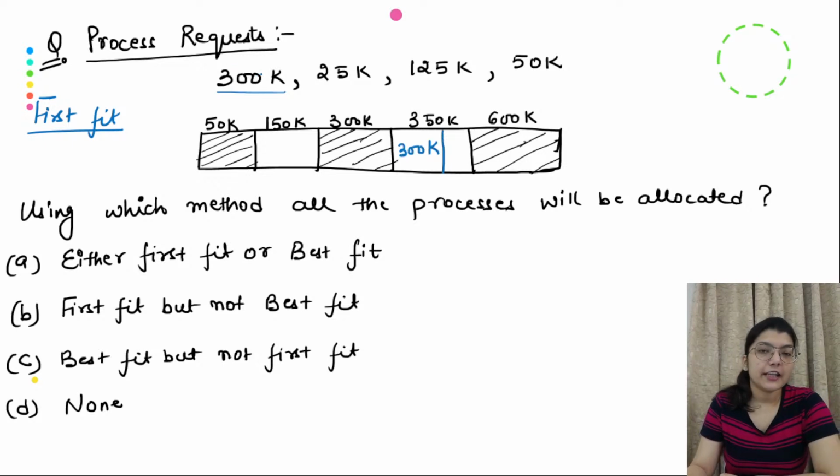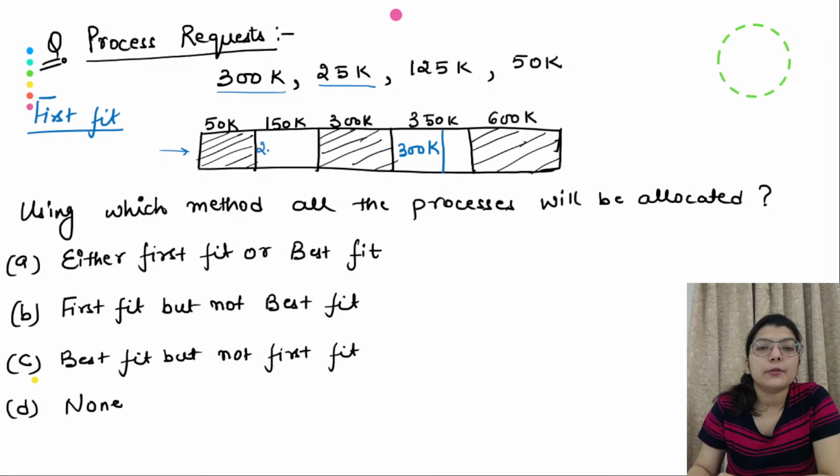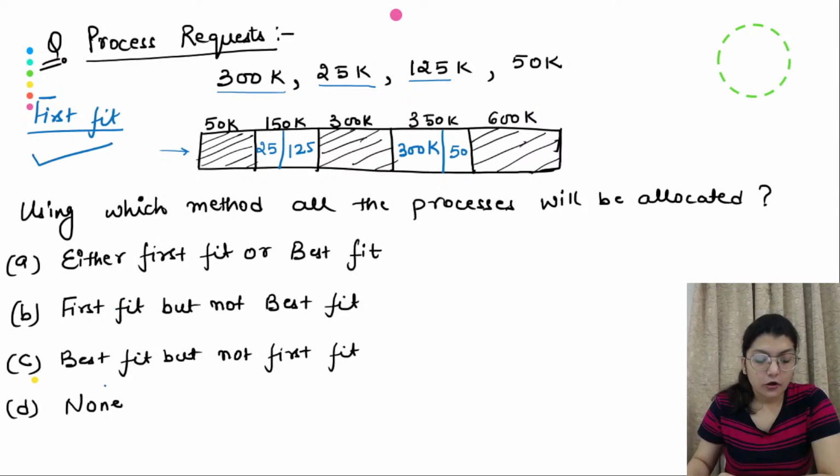Next I have 25k. So 25k, always I'll move from this side. So 25k can be easily accommodated in your 150. है ना? So now you can accommodate 25k over here. Next I have 125. Now 150 minus 25 is 125 only, so I can accommodate 125 over here. Then next is 50 and the remaining is 50 from this block. So first fit की help से you have allocated all the processes.